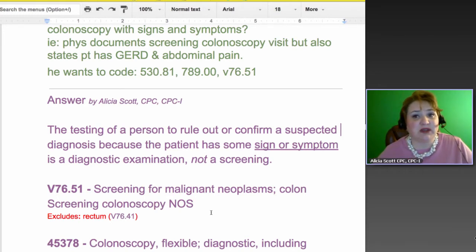So actually, the code V76.51 is a screening for malignant neoplasm, colon, or a screening for a colonoscopy not otherwise specified. So the person may not have to be on the lookout for a malignancy. That is the code if they're wanting to check to see if there's a malignancy involved. But it's also the basic V code for a screening colonoscopy. But a screening colonoscopy would not have signs and symptoms. A screening colonoscopy would not be the same as one for a diagnostic exam.